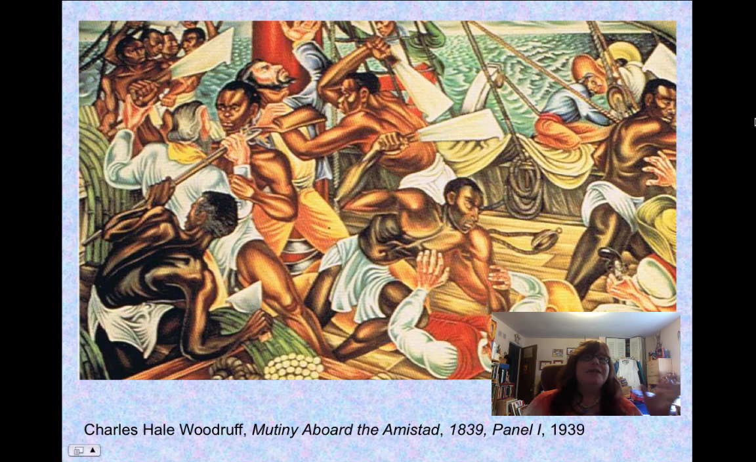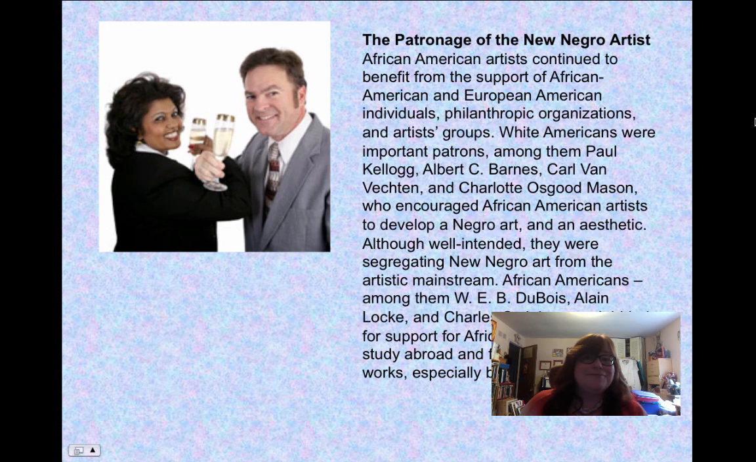And then later on, he switches gears completely and paints this, Mutiny Aboard the Amistad, but it's not from 1839. Oh my God, Dominic. It's from 1939, but we'll come to that later.